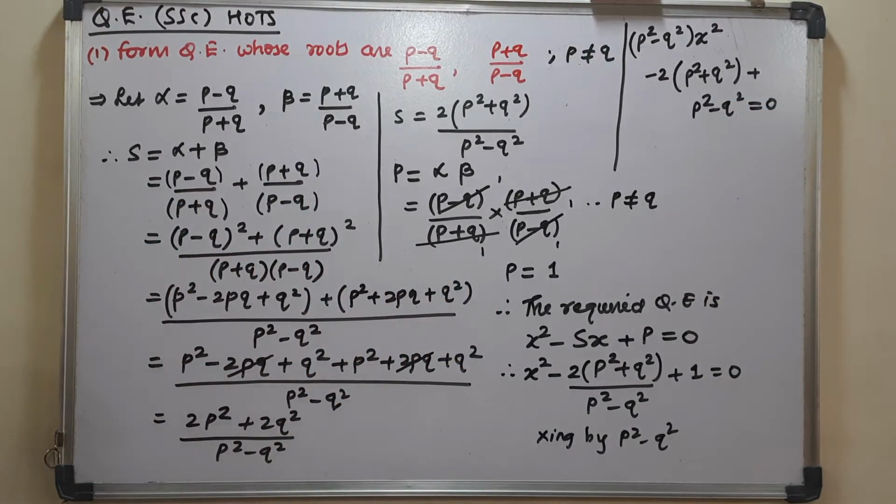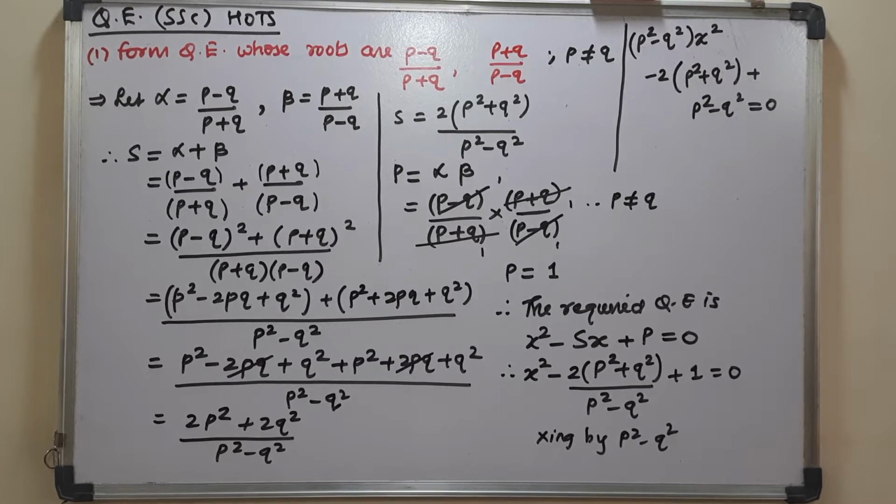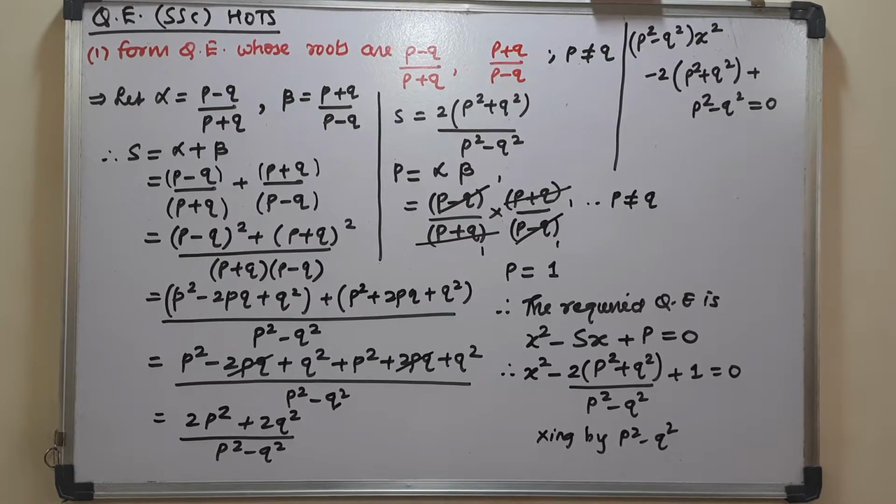So the required quadratic equation is, after 0 we are not multiplying because multiplication with 0 is finally going to give you 0. So we get the final quadratic equation as p square minus q square into x square minus 2 into bracket p square plus q square plus p square minus q square.